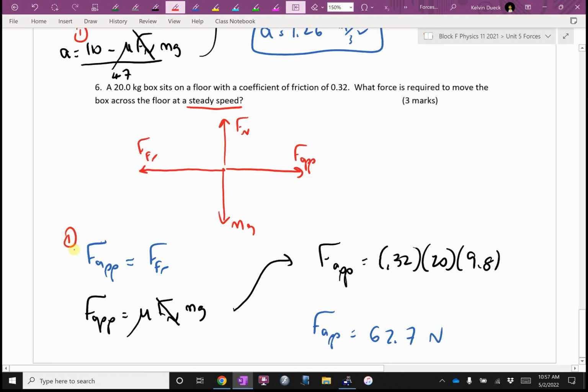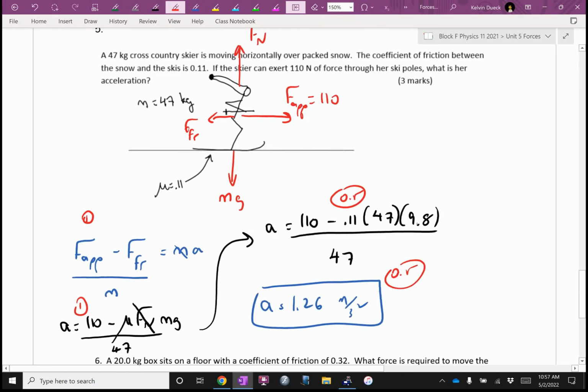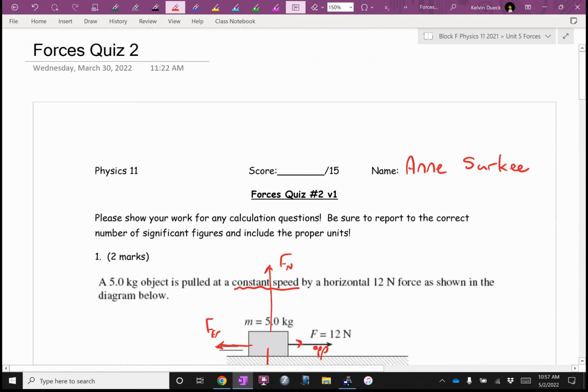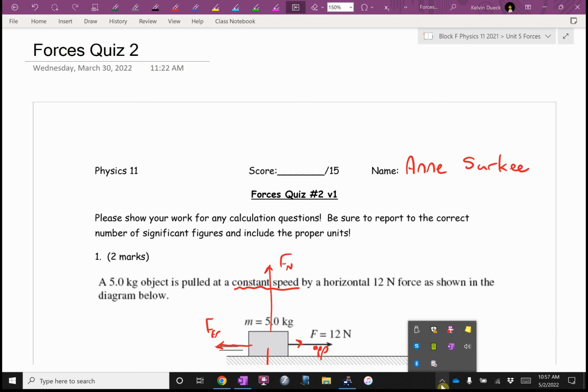Otherwise, I would give 1 mark for that, 1 mark for that, half mark for the numbers, and a half mark for the answer. Can you give yourself, if you have finished the quiz, a score out of 15, please?